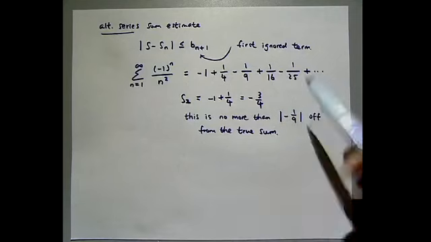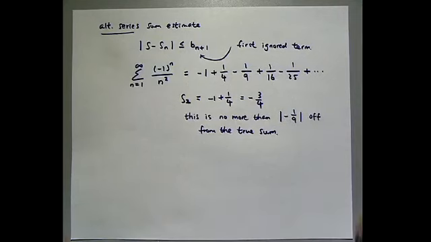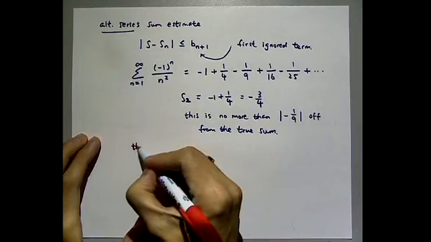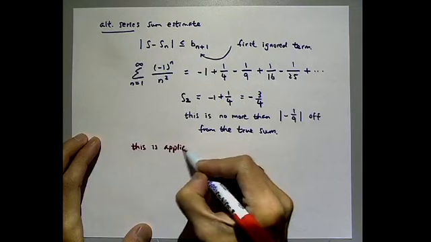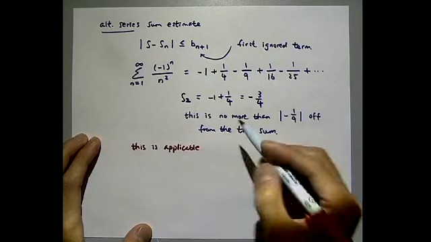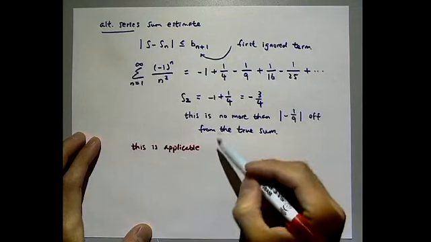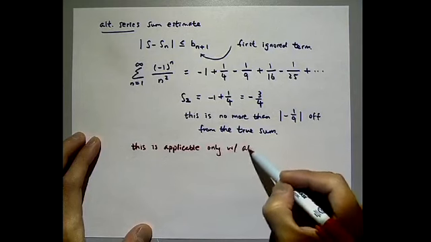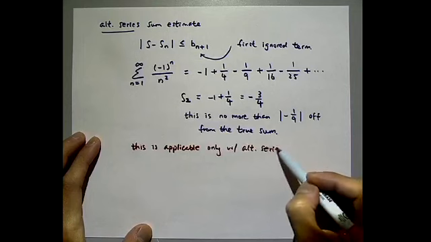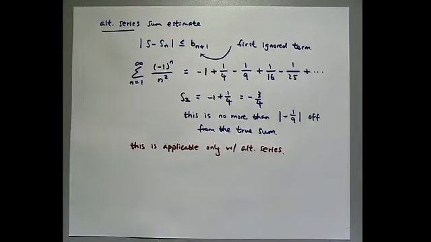And the more you include, the better the estimate is. And this is only true with alternating series. Every other series we've looked at, this is in general not true.